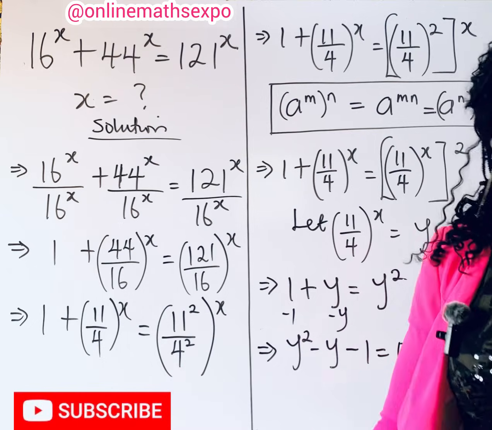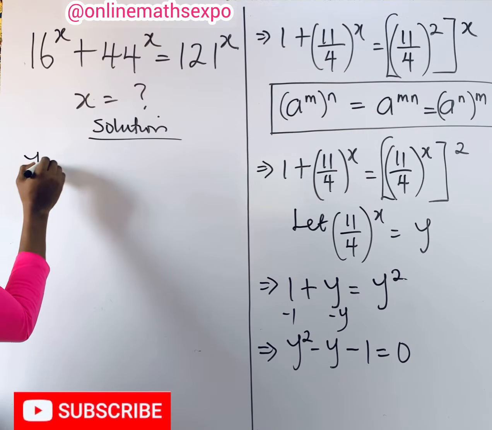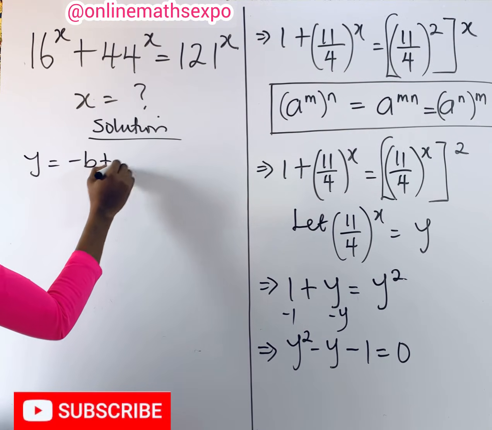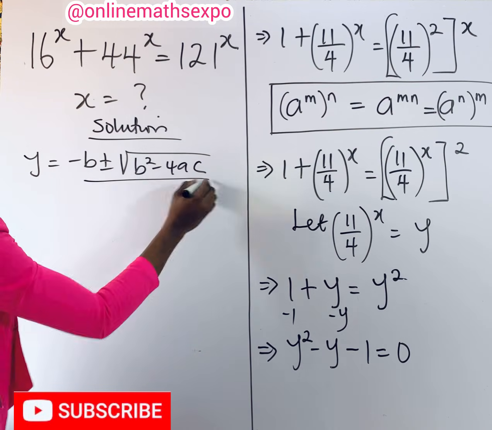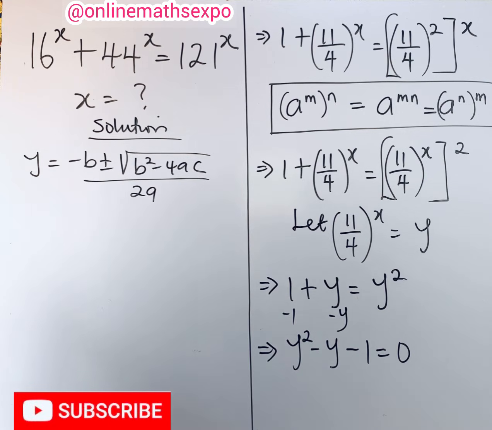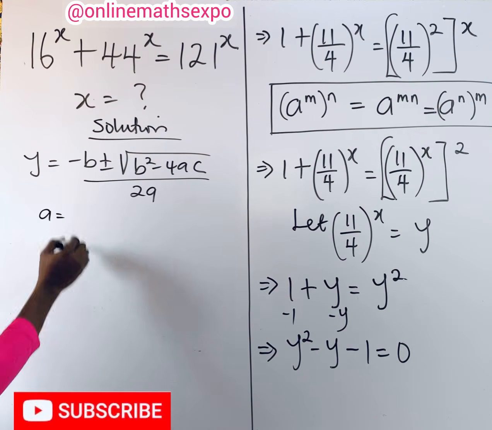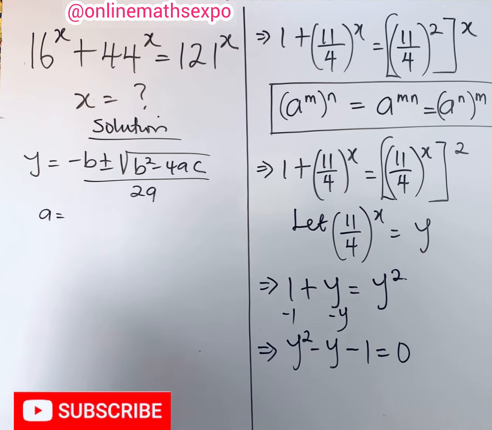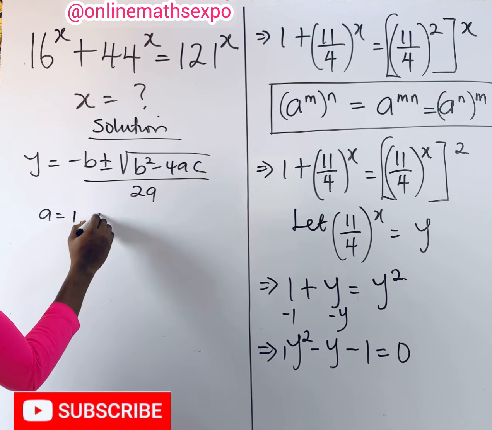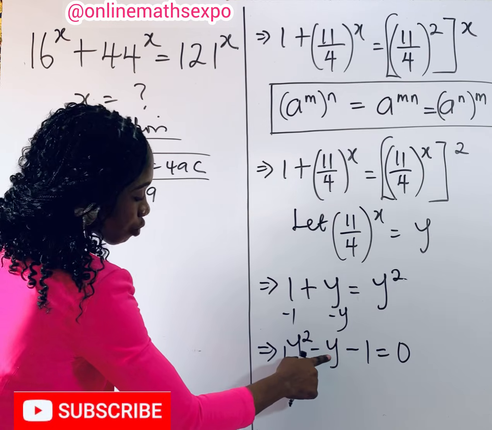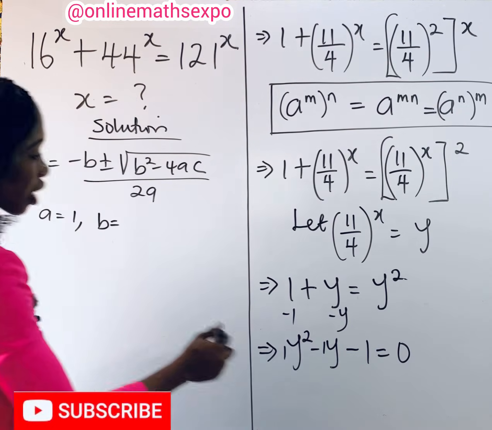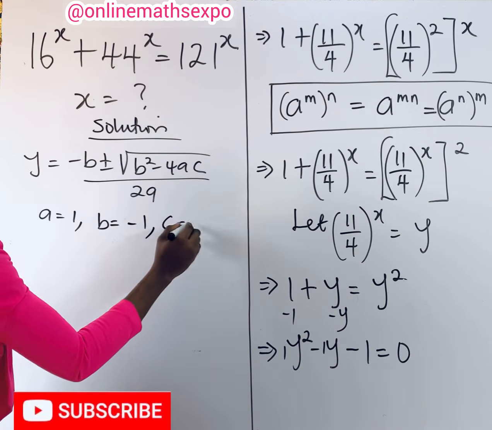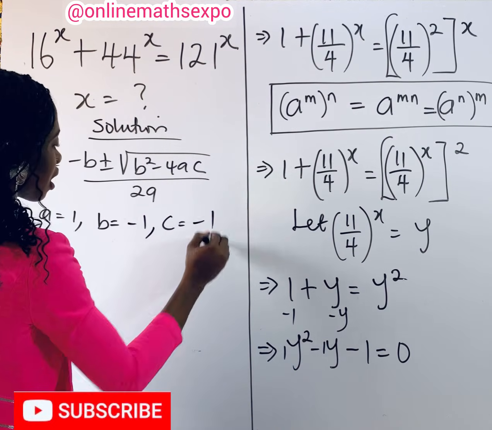And to do it, you are going to now have y is equal to negative b plus or minus the square root of b squared minus 4ac, divided by 2a. Now, your a is just the coefficient of your y squared, and the coefficient here is 1. Okay, so we have it as 1. Then your b is the coefficient of y, and the coefficient of y here is negative 1. Okay, so it's negative 1, and your c is your constant, which is negative 1.